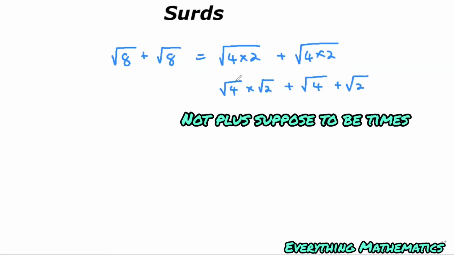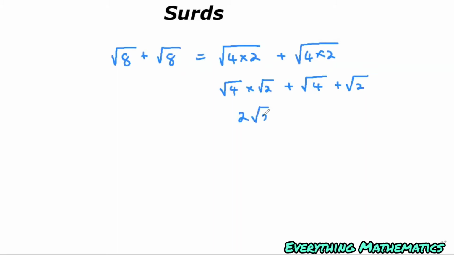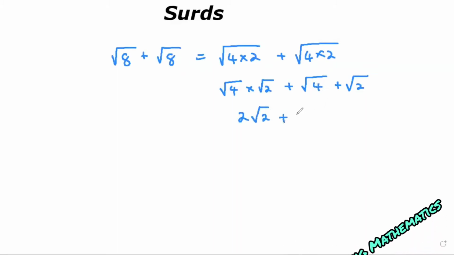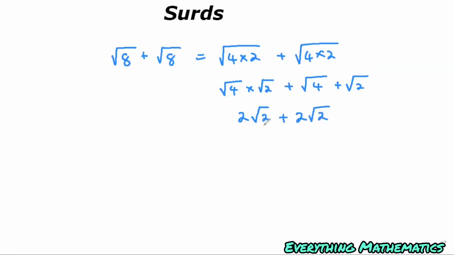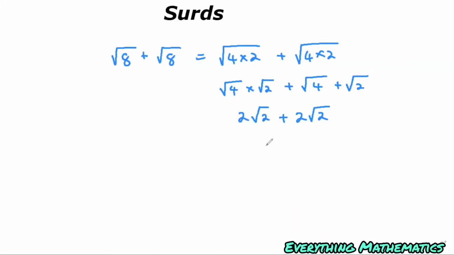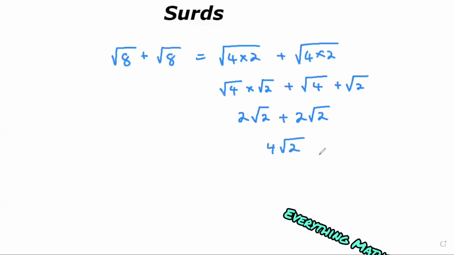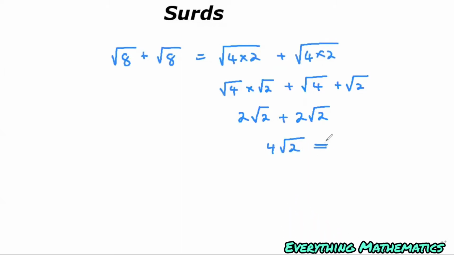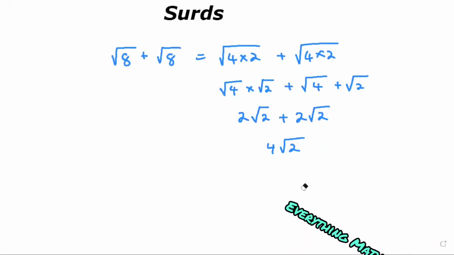When we simplify this, the square root of 4 is 2. So this is 2 root 2 plus, again, 2 root 2. And when we solve this now, notice that we have a common square root, so we can add the coefficients. This will ultimately give us a response of 4 root 2, which is definitely not equal to 2 root 8. So yes, you have to be very careful with a question like this. It might look straightforward, but look at the disguise behind it.